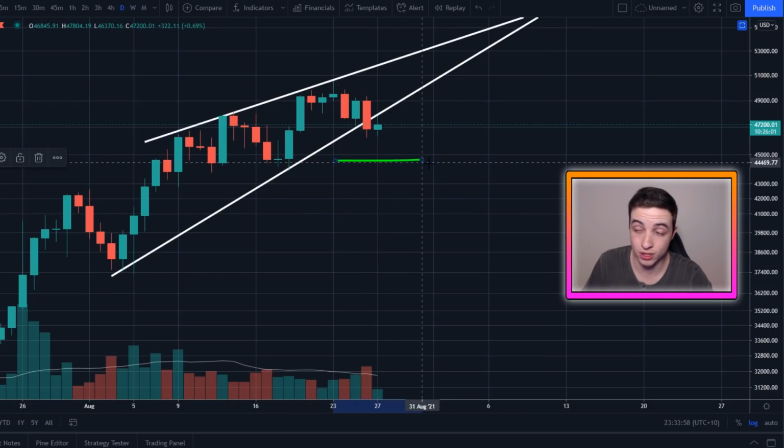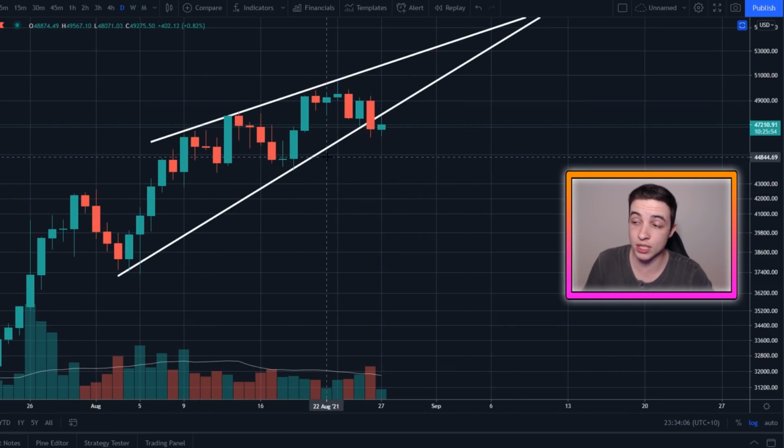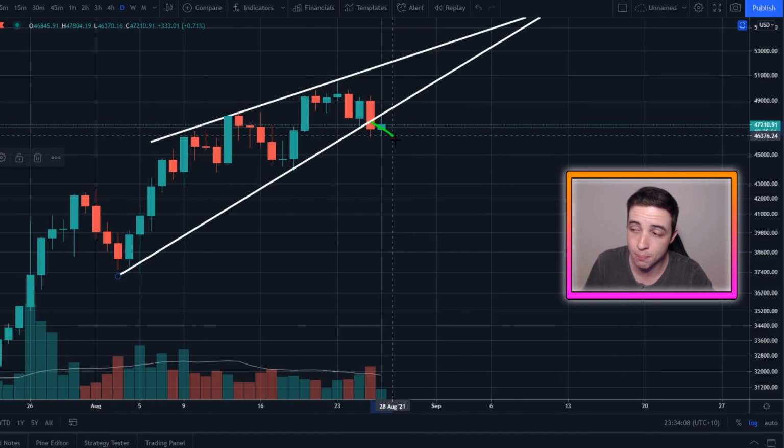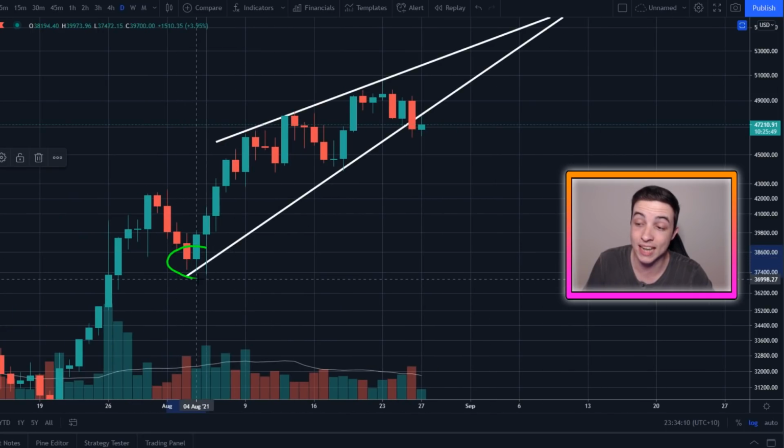For example, 44,000 being one of the biggest areas of support that we need to pay attention to, because those areas can actually prevent the Bitcoin price making it all the way down to the technical price target for this rising wedge at 38,000 once again.